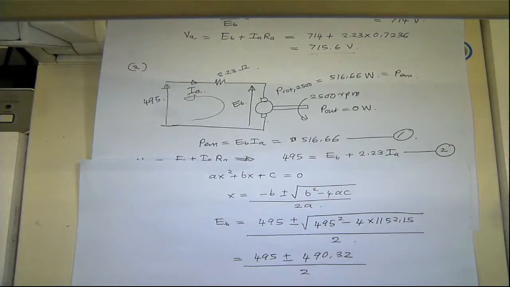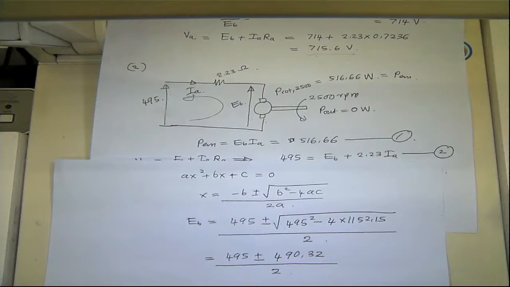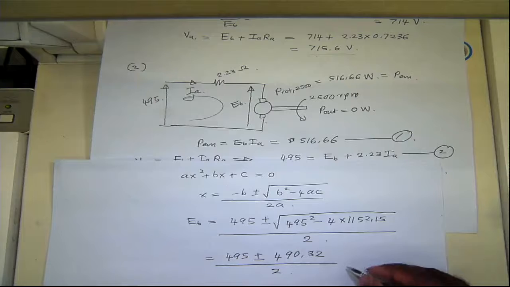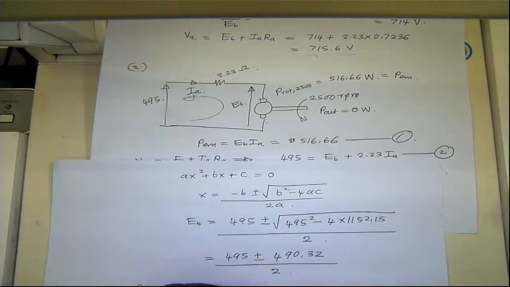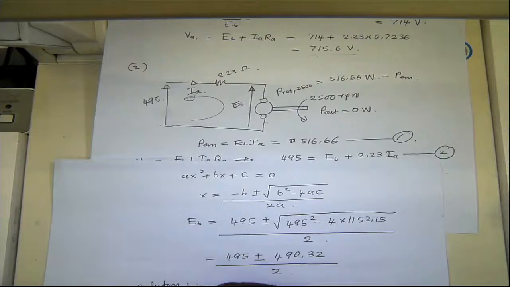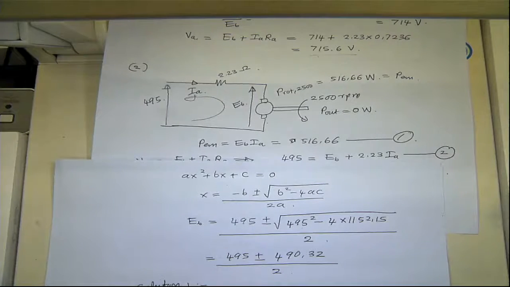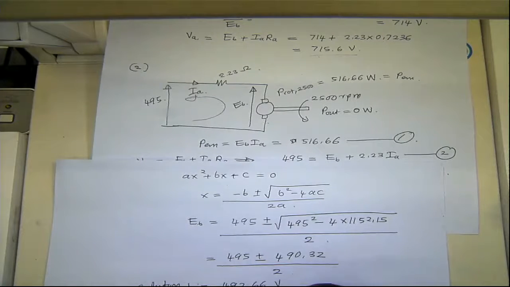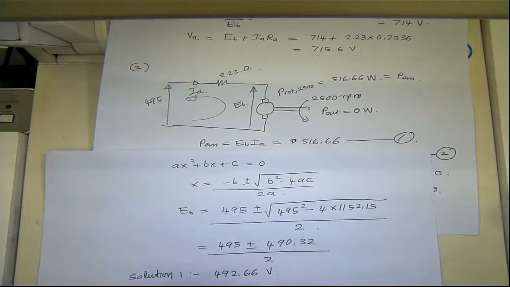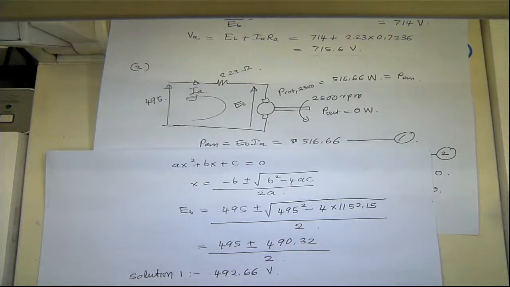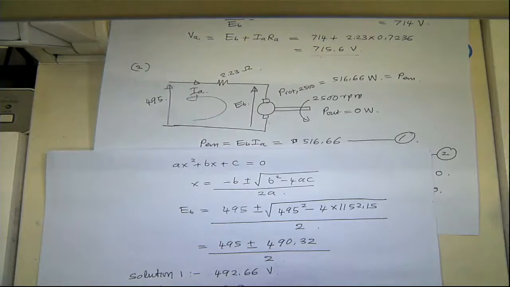So you have two solutions. So one solution is this plus solution, so that will be 495 plus 490.32 divided by 2. So we have 492.66 volts. That's one solution, and the other solution is the minus sign, 495 minus 490.32 divided by 2, which is 2.34 volts.